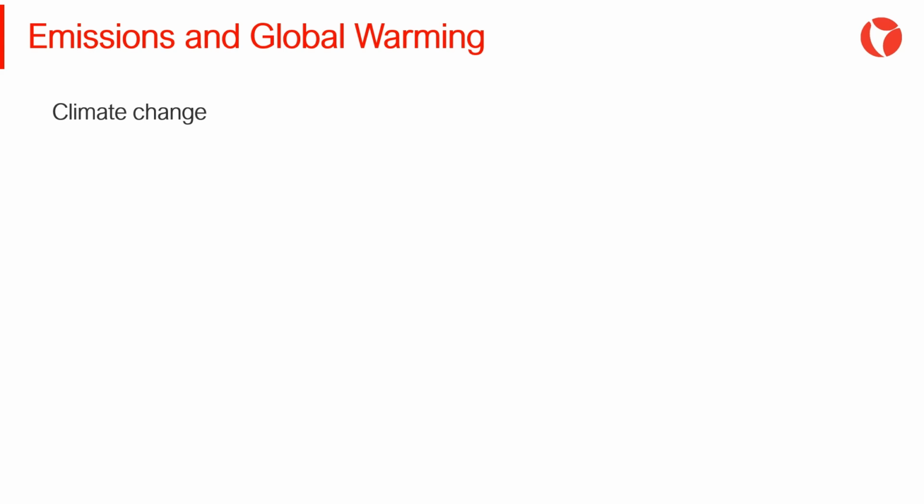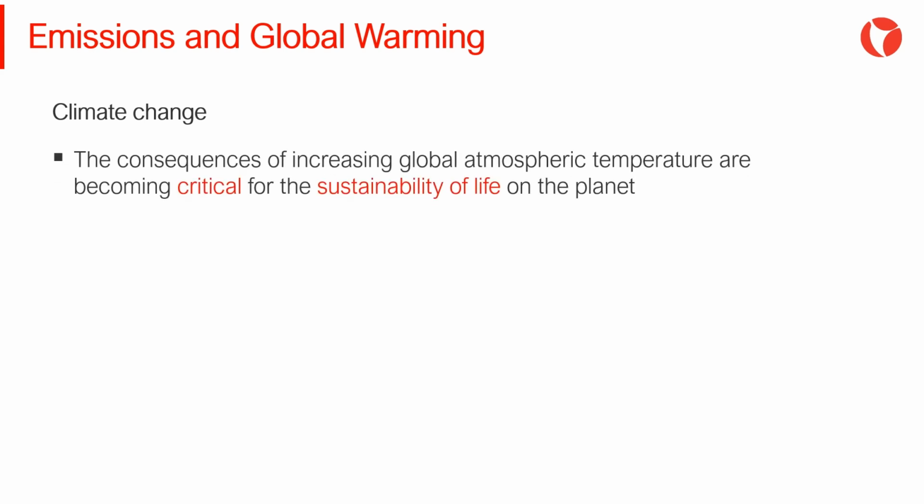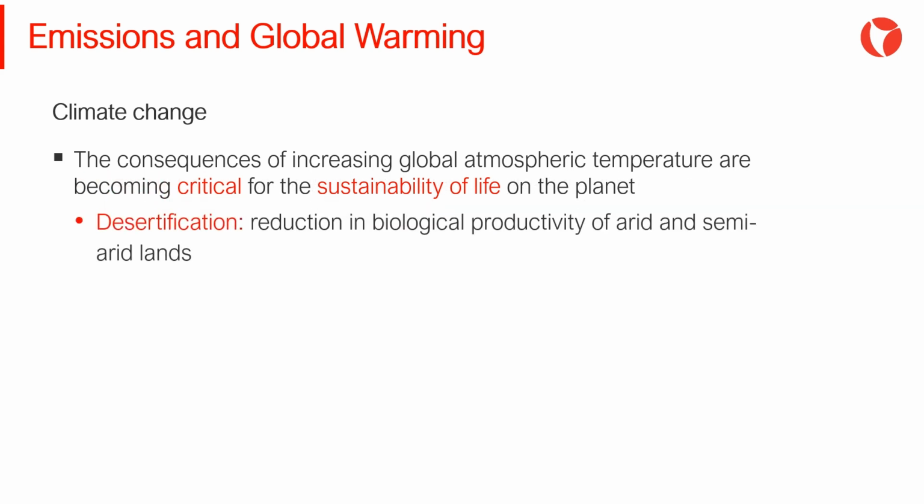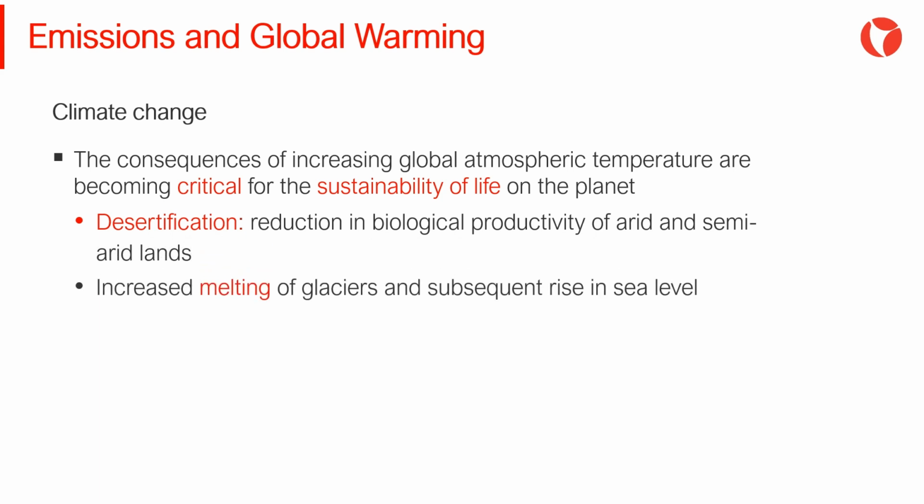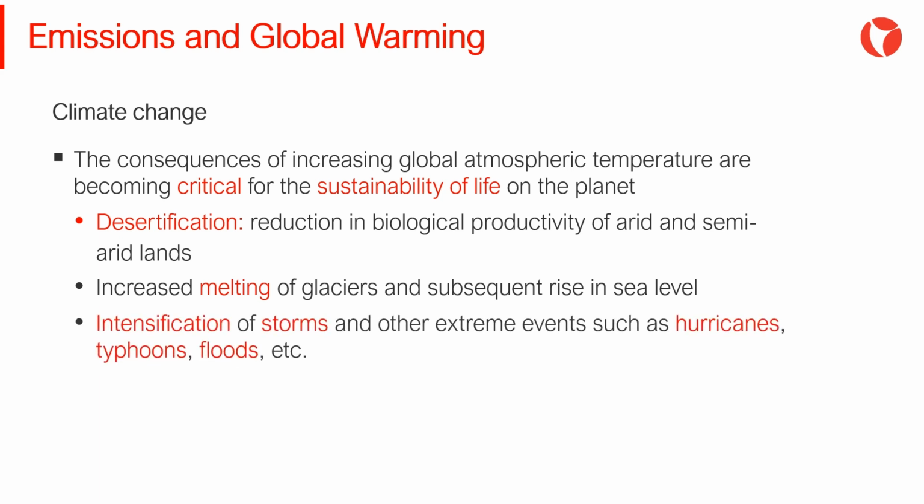Climate change. The consequences of increasing global atmospheric temperature are becoming critical for the sustainability of life on the planet. Some examples can be cited. Desertification, that is, the reduction in the biological productivity of arid and semi-arid lands, increased melting of glaciers and subsequent rise in sea level, the intensification of storms and other extreme events such as hurricanes, typhoons, floods, etc., and finally, the progressive acidification of oceans.